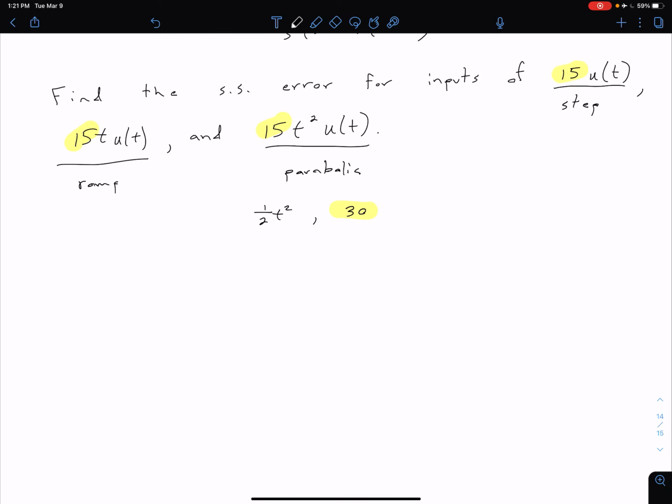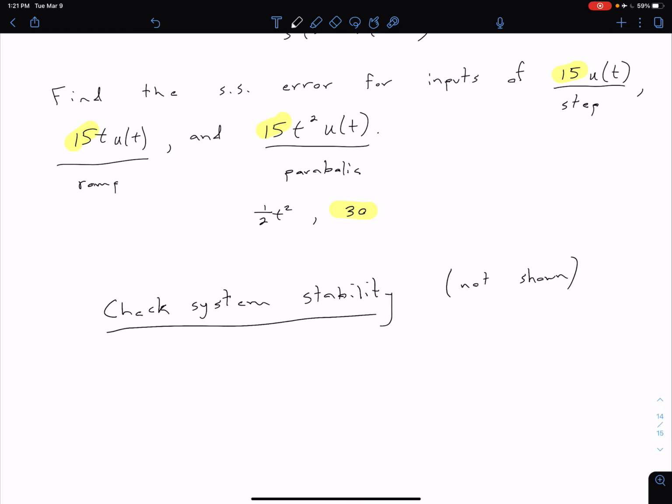One other thing I want to note before we do that is that before we even start talking about our steady state error, we need to check our system stability. As I said in the first video of this unit, for this example, we're not going to go through the process of doing that. We're just going to say the system's stable, otherwise we wouldn't be looking at it. But in reality, you're going to have to check that system stability first.